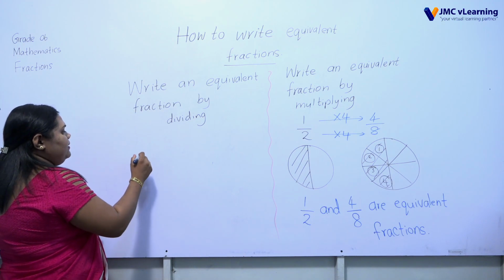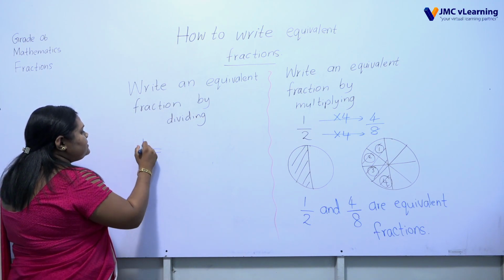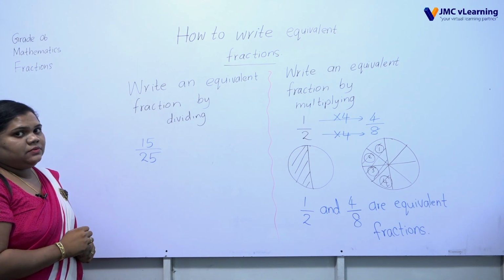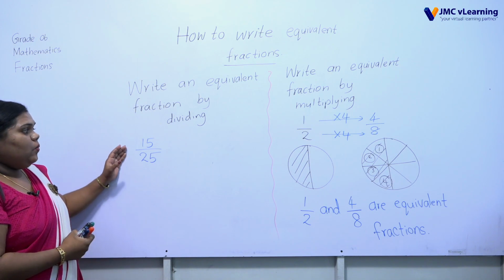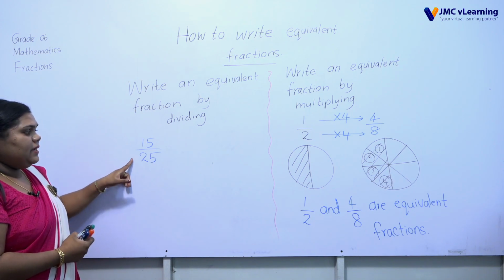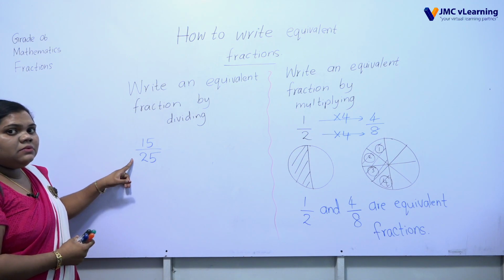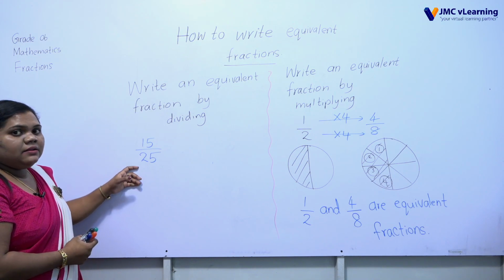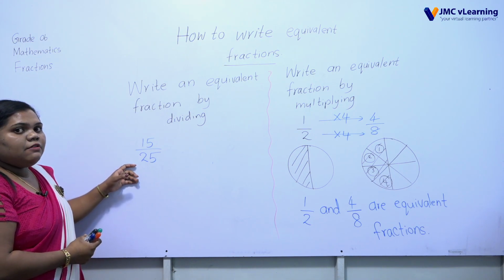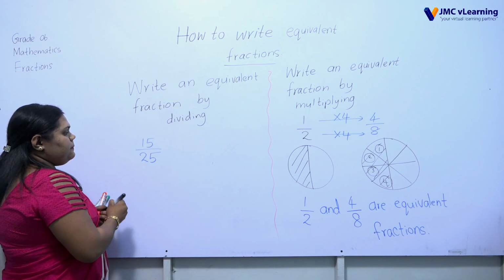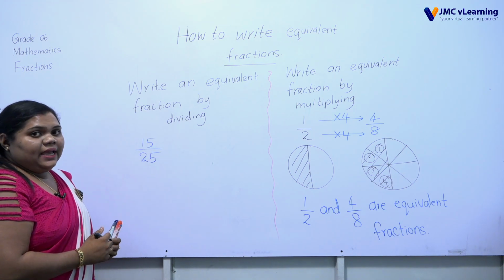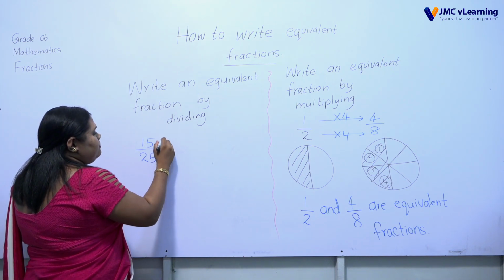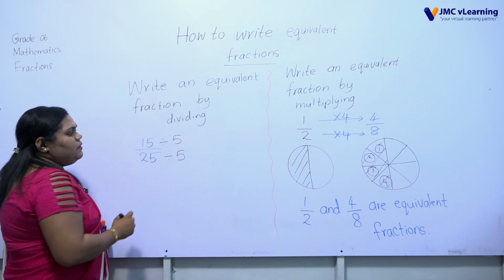Okay. Now children, if a fraction is given like this, how can you write an equivalent fraction? Okay, this time we can divide both the denominator and numerator by the same number. Not only multiplying, dividing also we can use to find an equivalent fraction. Now both of these numbers we can divide by number 5.